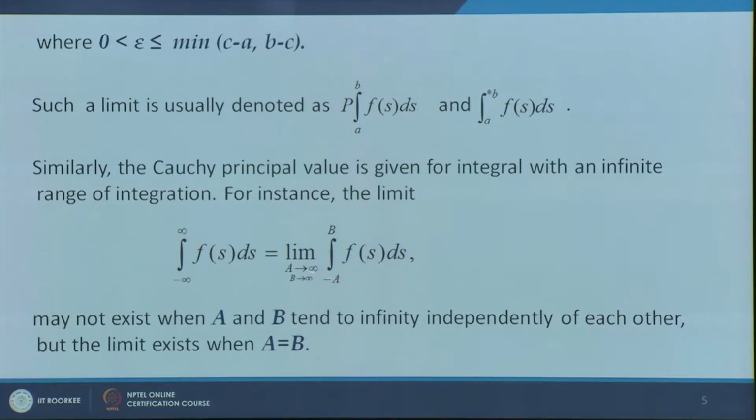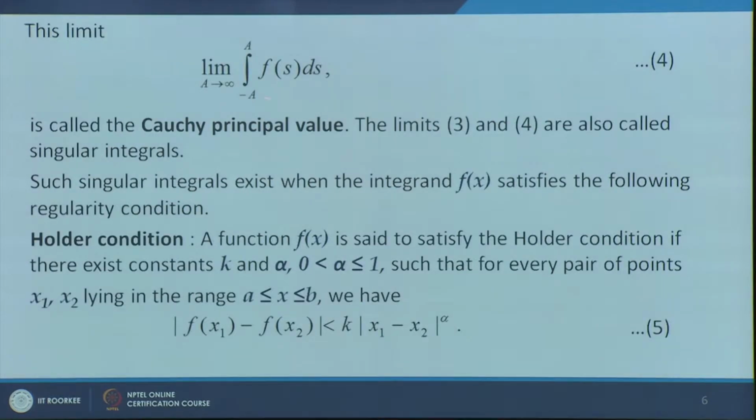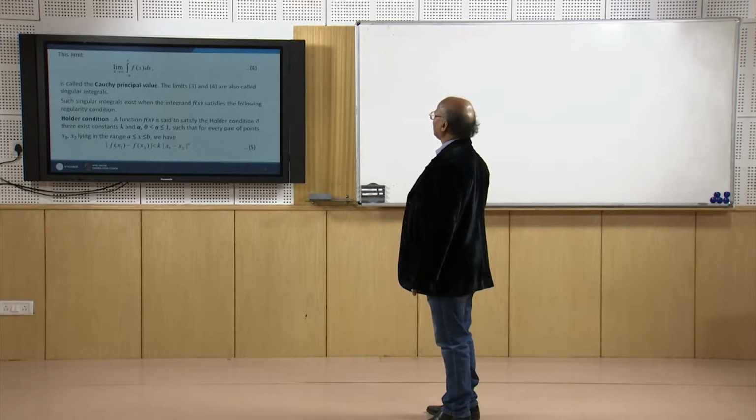Now this limit may not exist when a and b tend to infinity independently of each other, but the limit exists when a is equal to b, then we call it the principal value, Cauchy principal value. So the limit as a tends to infinity of the integral from minus a to a of f(s) ds is called the Cauchy principal value of the integral over minus infinity to infinity of f(s) ds. Now the limits 3 and 4 are also called singular integrals.